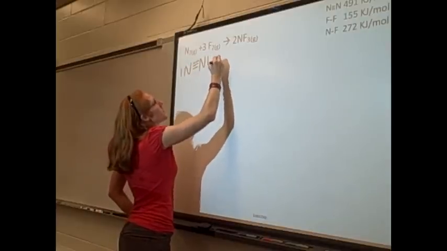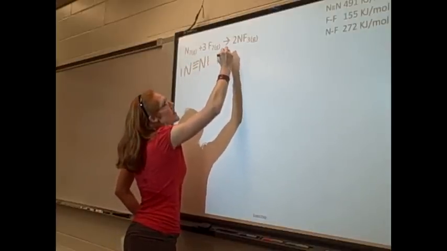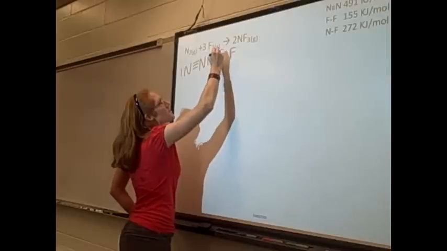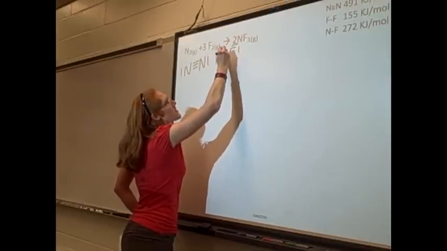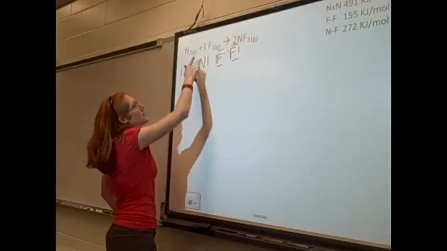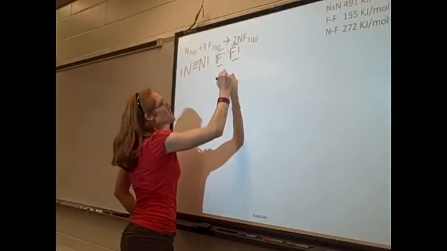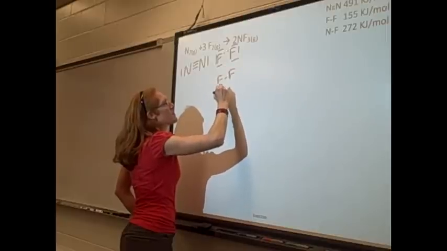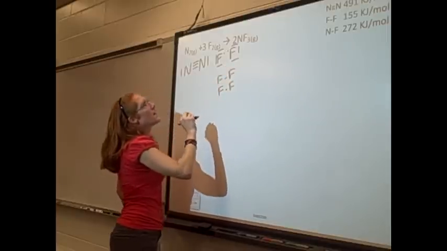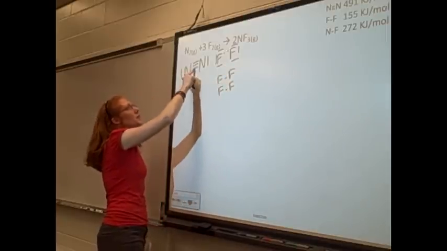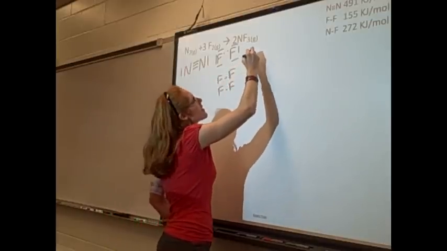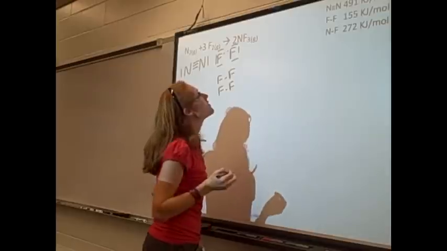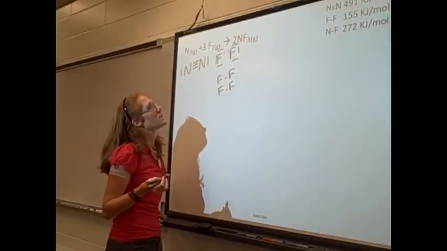And these 3 fluorines, I know fluorine has 7 valence electrons. So here's 2, 4, 6, 7. 2, 4, 6, 7. So the fluorines have a single bond, and there's 3 of them. I'm just going to write this for the other 2. And so I'm going to have to put in energy to break 1 triple and 3 singles. And I can see that I'm going to get out energy making 2 of these nitrogen trifluorides.